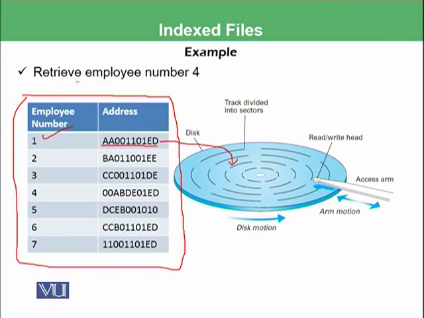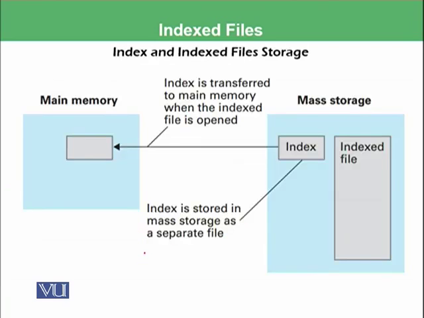If you are going to retrieve employee number 4, you will go into this table, and in this table you will see this address, and suppose this address is somewhere here, so you will start moving in that direction. So this particular table which we have created is basically called the index, which tells where each of the records is saved on the drives.